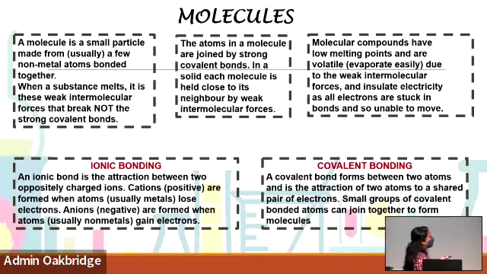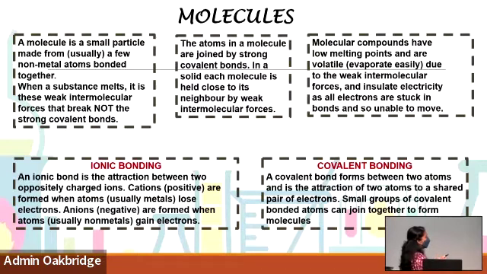Substances melt easily because of weak intermolecular force. We have ionic bonding and covalent bonding in order to combine these atoms. Ionic bonding will always happen between a metal and a non-metal, right? So usually one is a metal, and the other in the pair of ionic bonding will be a non-metal.